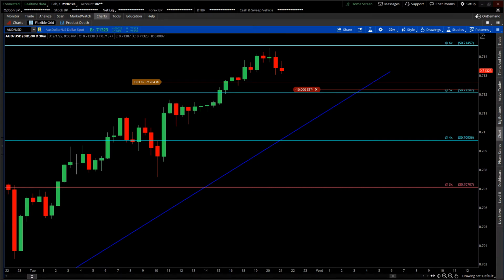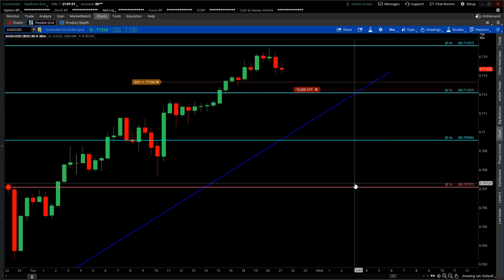So it's February 1st, it's 9:07 p.m. I thought I'd do a quick update. I'm looking at the Australian dollar, US dollar spot pair at the 30-minute time frame, and we can see that price was rejected here at my 6x return, reward at 0.71457.